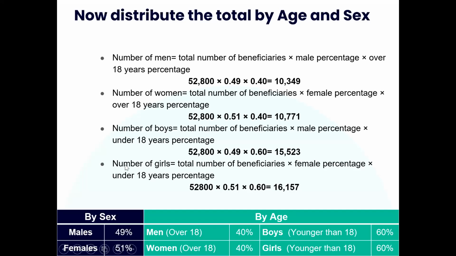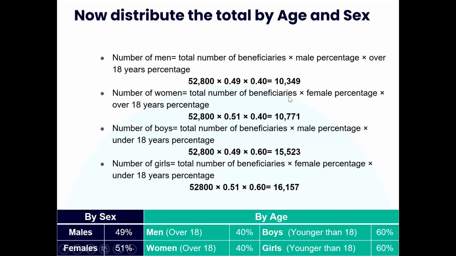15,523 boys. The number of girls is usually the biggest number in our equation. So usually the total number of beneficiaries, 52,800, times 0.51, because they are females, so we took this. And then because they are below 18, we will use 0.60, and we will end up having 16,157 girls. And these are the expected numbers of the population disaggregated by age and sex. And we distributed them according to the beneficiary calculation formula that is provided here.